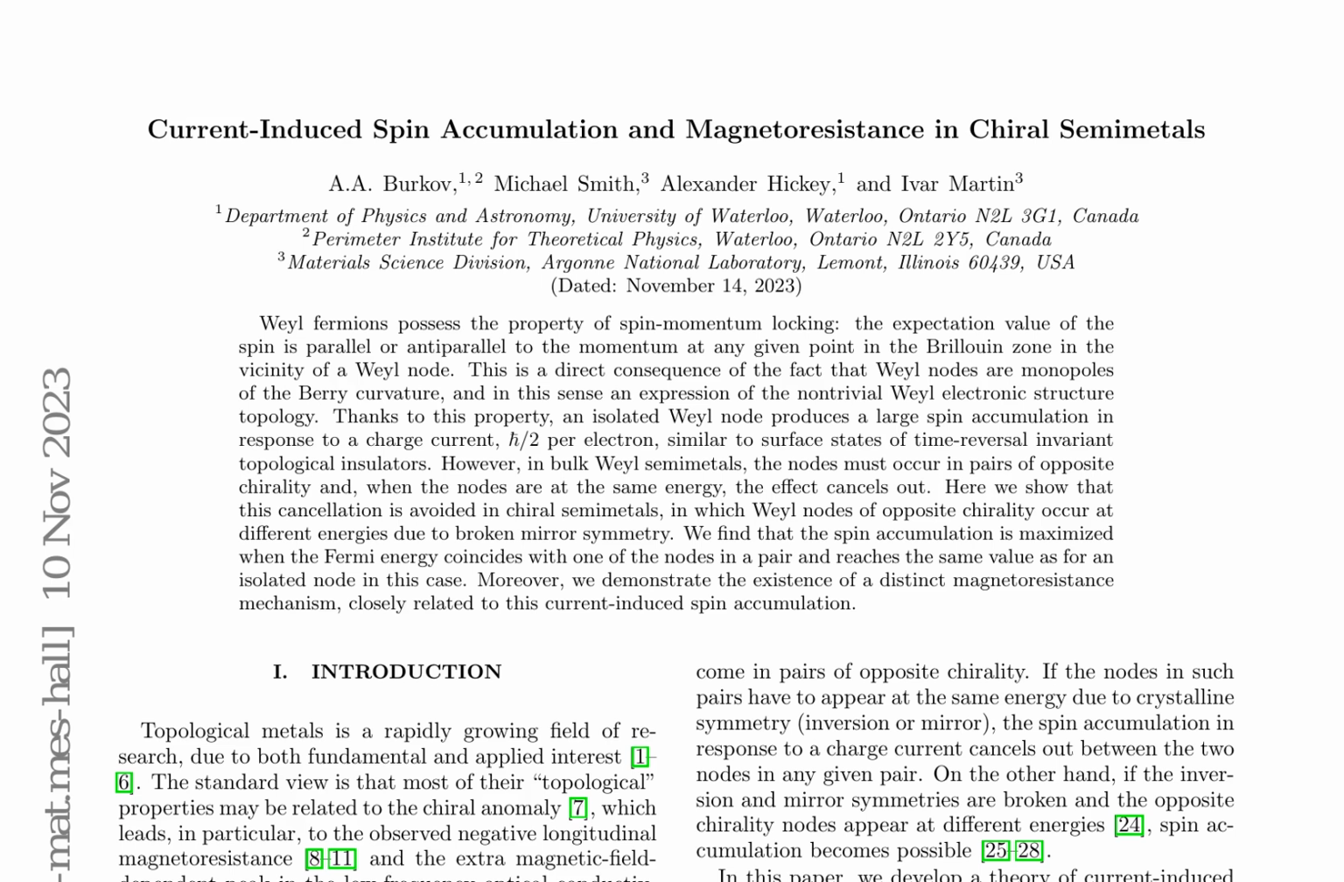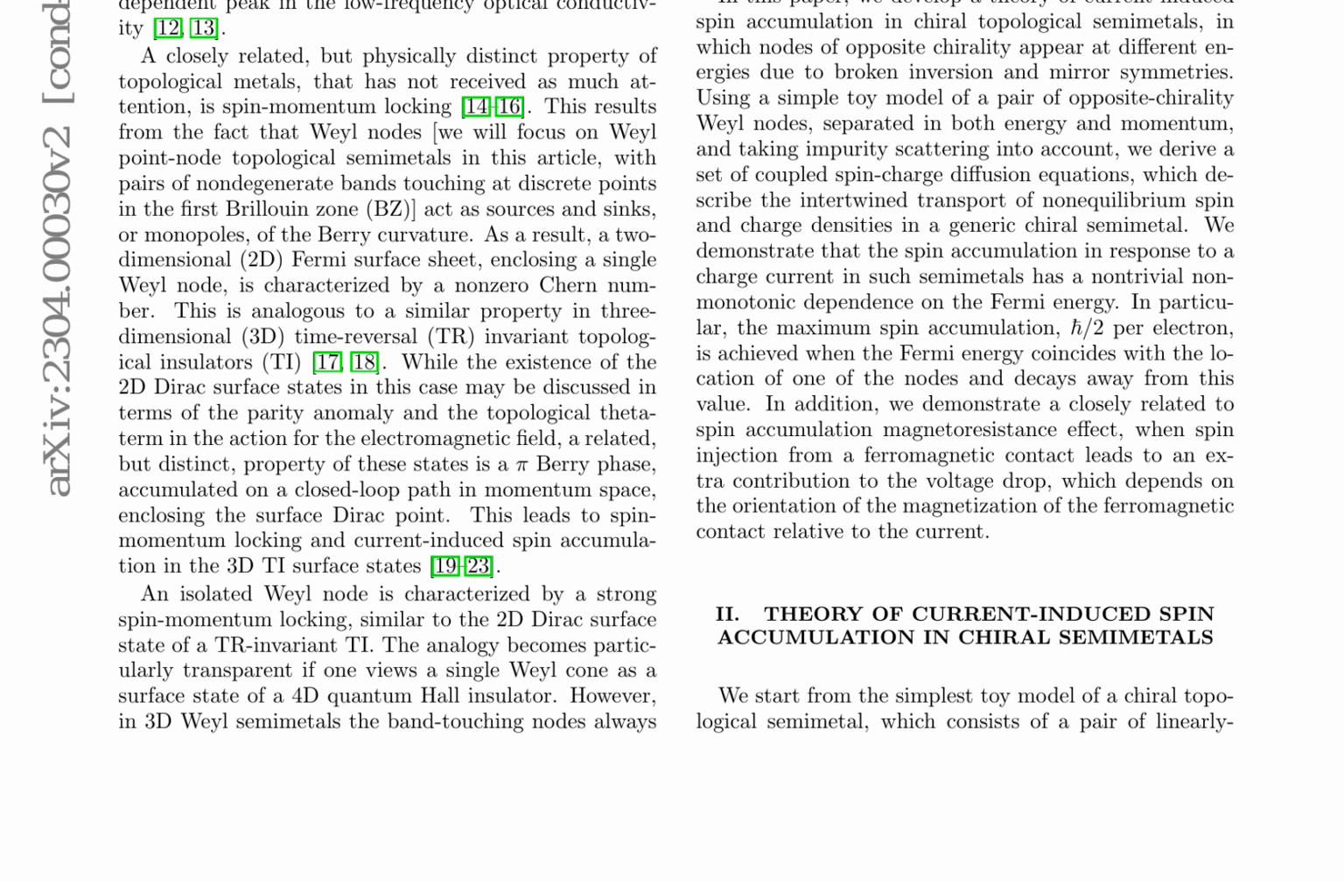The authors develop a theory of current-induced spin accumulation in chiral topological semimetals using a simple toy model of a pair of opposite chirality Weyl nodes, separated in both energy and momentum, and taking impurity scattering into account. They derive a set of coupled spin-charge diffusion equations, which describe the intertwined transport of non-equilibrium spin and charge densities in a generic chiral semimetal.